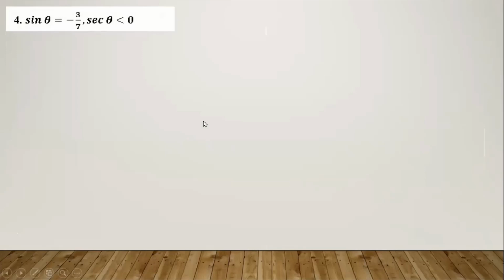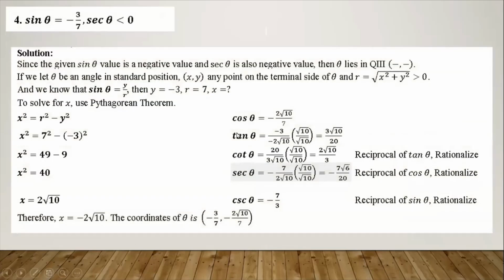Let me show you now the solutions. Here is the solution. Our theta lies in quadrant 3. And to solve for x, our x value is negative 2 square root of 10. Therefore, the coordinates of our theta are negative 3 over 7 and negative 2 square root of 10 over 7. And in solving the other trigonometric functions, it was shown here. So these are the solutions, and I hope you get the same answer.